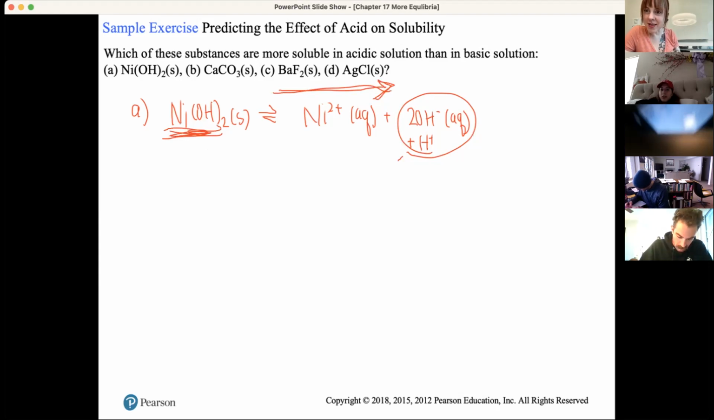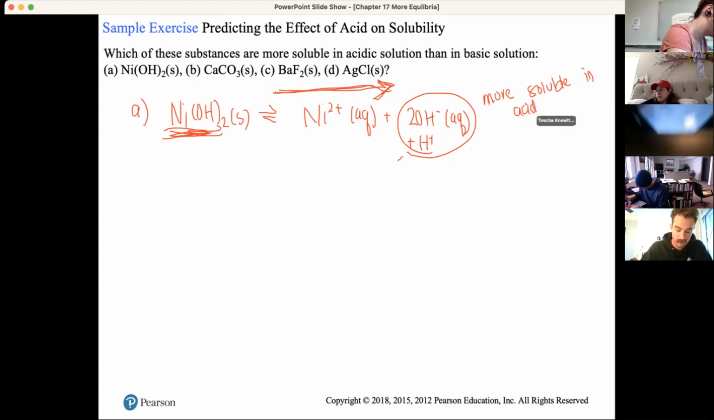Increase. Good one. Yes, it is an increase. I'm removing hydroxide and I'm forcing more nickel hydroxide to dissolve. So this is more soluble in acidic conditions.